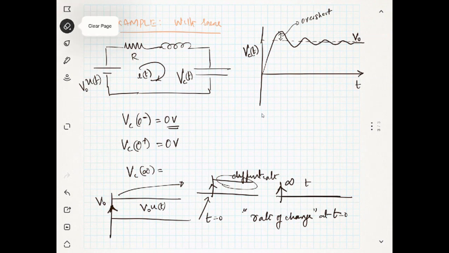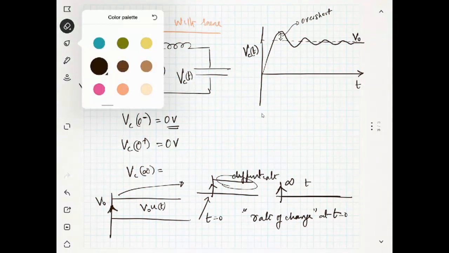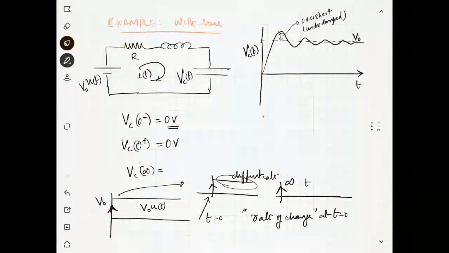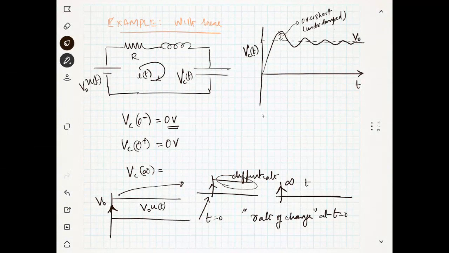But in some cases, I told you, there will not be oscillation. So this kind of system with overshoot, we will call an underdamped system. Underdamped means what? Damping, you know what damping is?